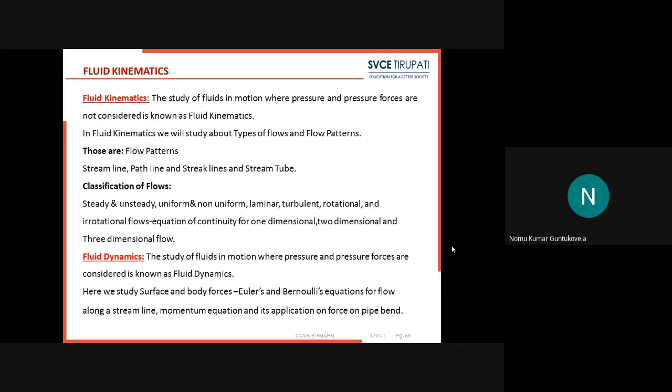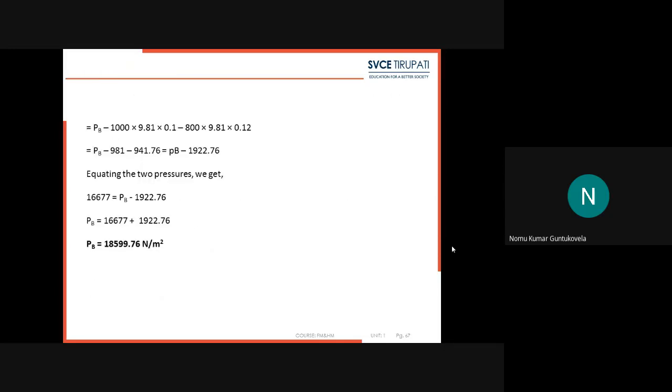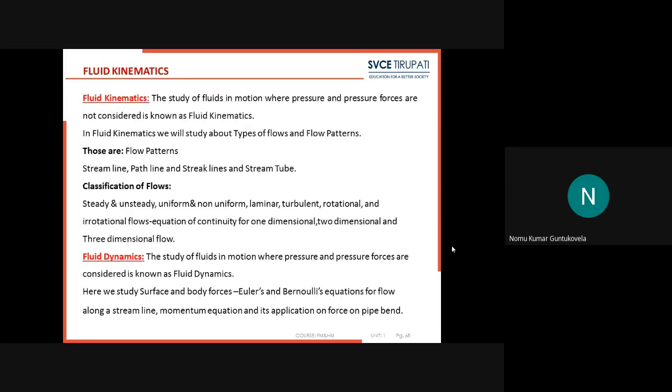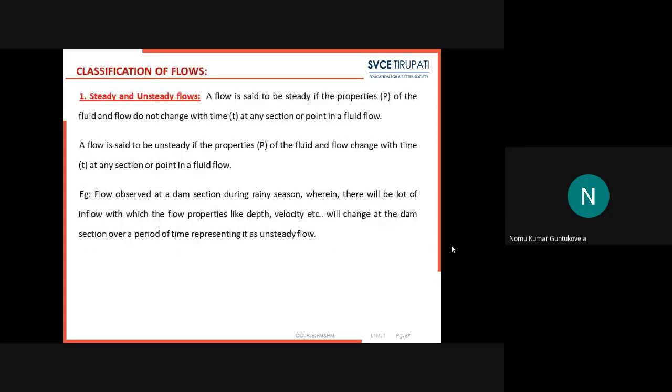Okay, so first of all, see here. We are having different types of flow patterns. Those flow patterns are streamline, path line, streak lines, and the stream tube. So I'll come into fluid dynamics. So first of all, we are finding the surface forces, body forces, Lagrangian method, Eulerian method, Euler's equations and Bernoulli's equations. Okay, so listen carefully.